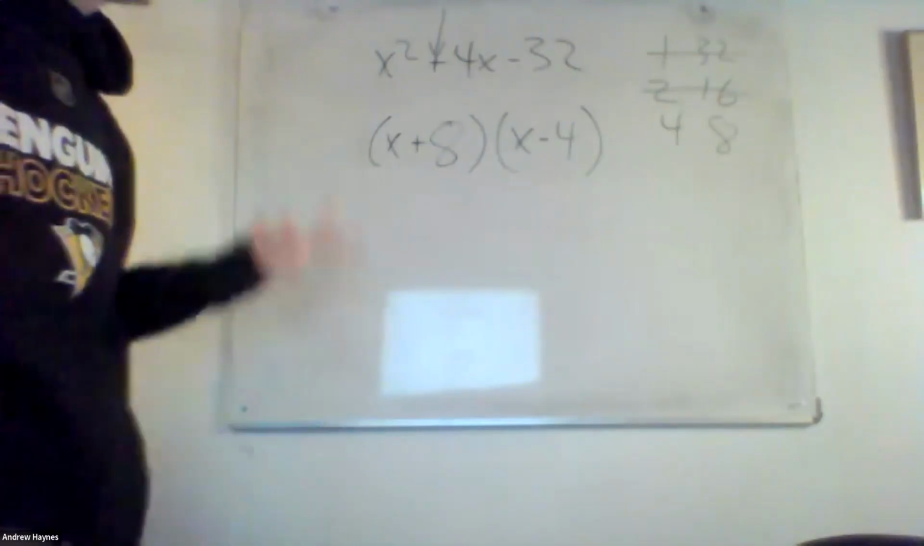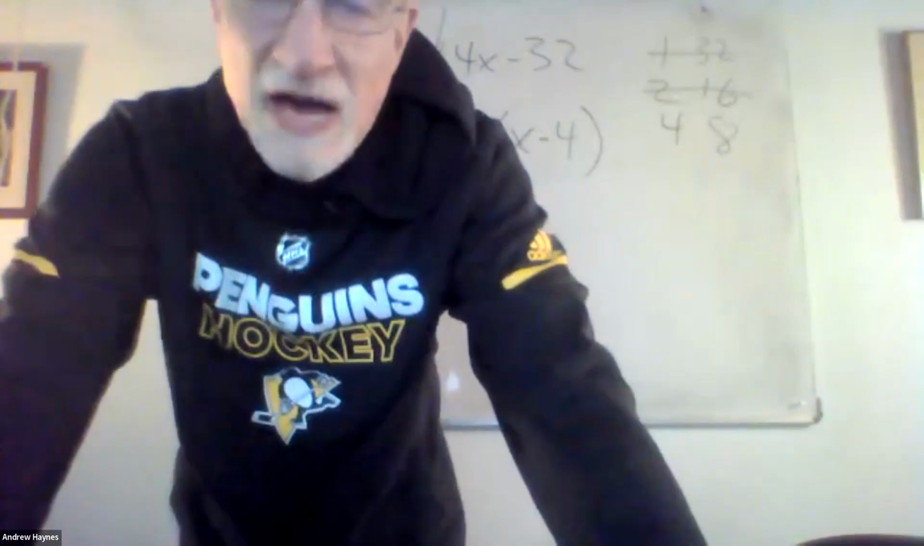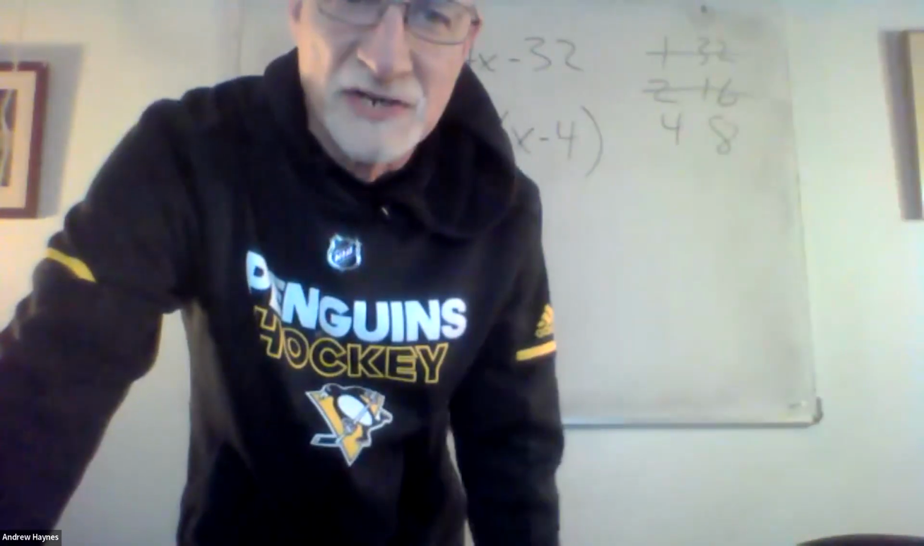Yeah, and again, you can always check. If you FOIL it out and you see that you got a minus instead of a plus, then you know you just have to reverse them. If the numbers are right, but the sign was wrong, reverse. That's all you have to do. Okay. Good.